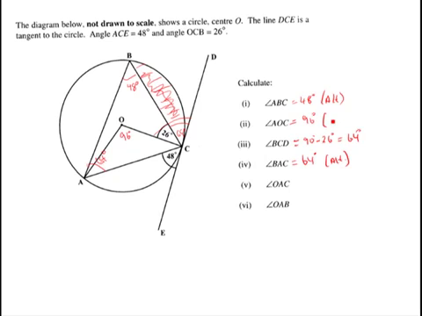This one here was angle at center, twice angle at circumference. And this was what? Radius meets tangent at 90 degrees. They're perpendicular.